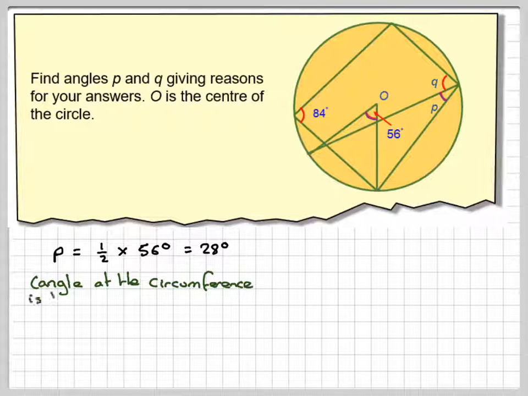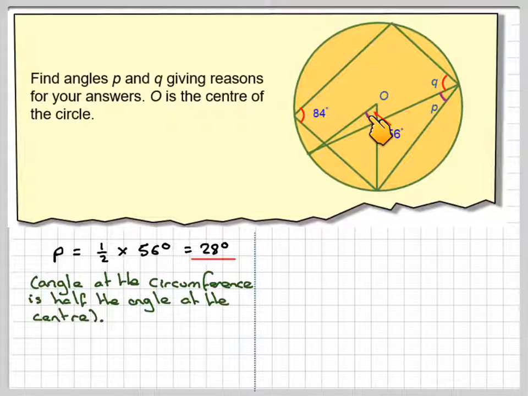Angle at the circumference is half the angle at the centre. This is the centre, this is the angle, it will be half of it. It's just a theorem, we just need to quote it.